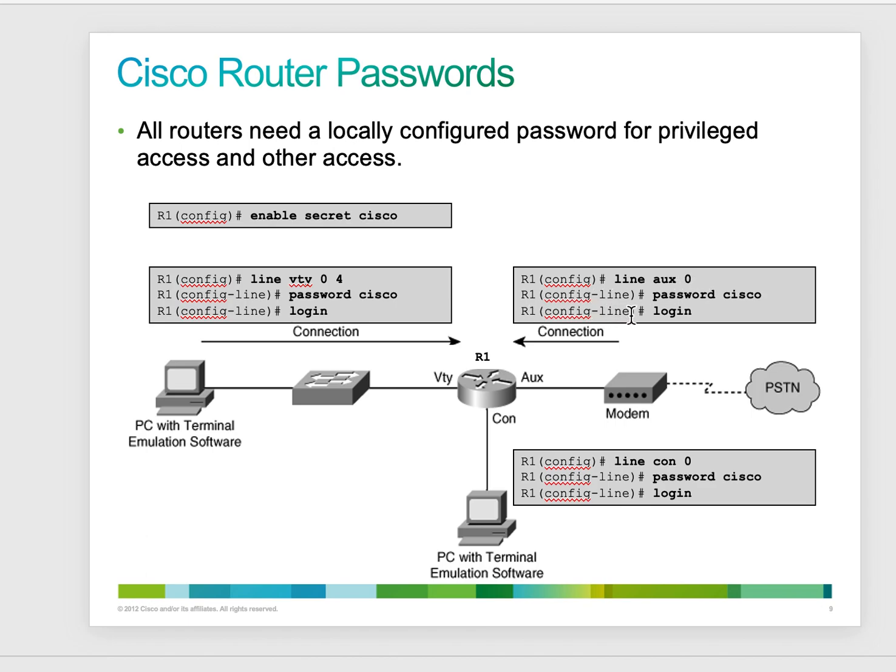Router 1 config line hashtag password Cisco. Okay, so that we can access this router 1 from this modem. Router 1 config line hashtag login, enable login.